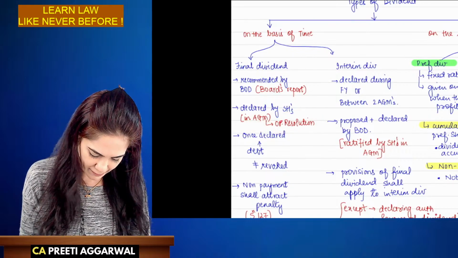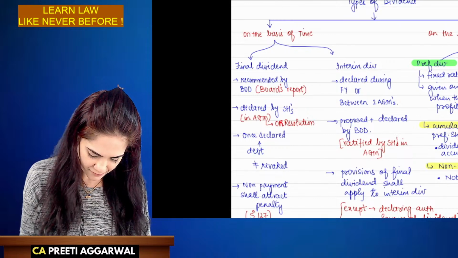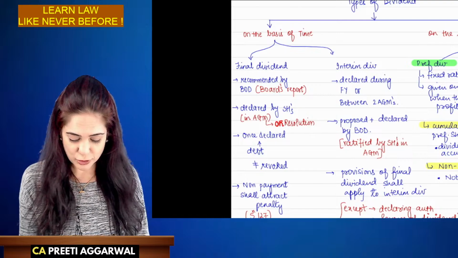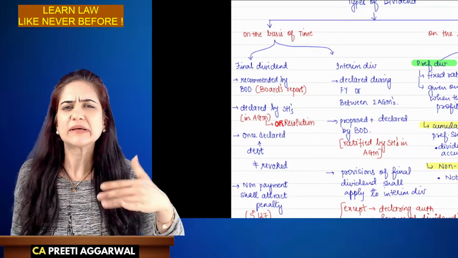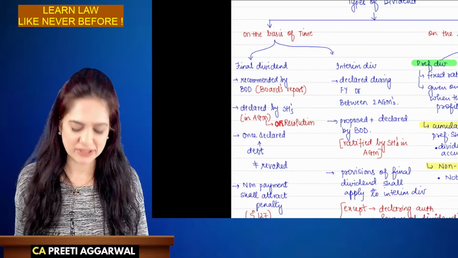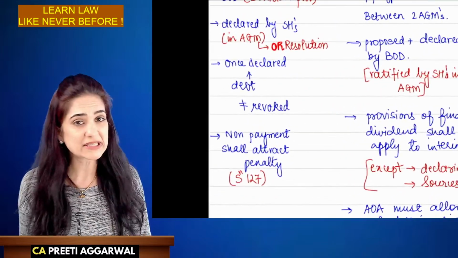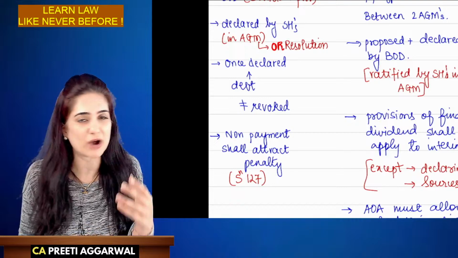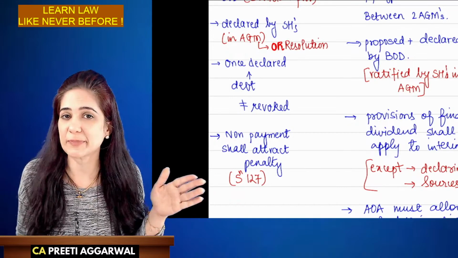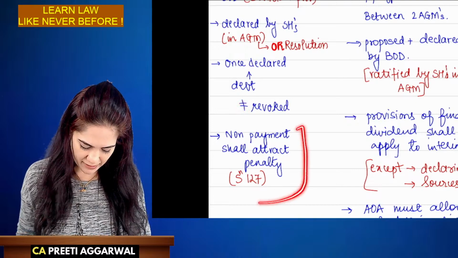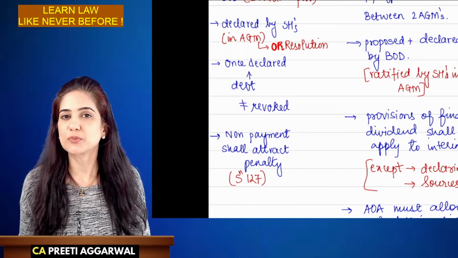I have already prepared this note to save time. Just an ordinary resolution needs to be passed. This is one of the ordinary businesses in the annual general meeting. Once declared, it becomes a debt. I already discussed this. It becomes a liability, so you have to pay it. That is why we deposit it in a separate bank account. It cannot be revoked. Non-payment will attract penalty under section 120.